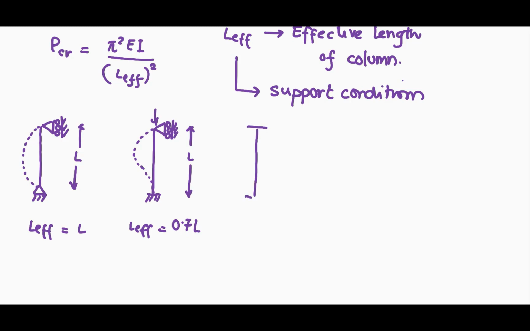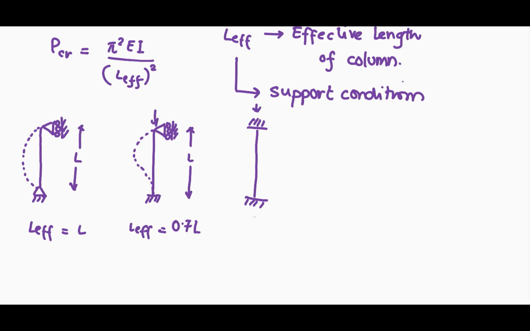Similarly, for a column which is fixed at both ends and is subjected to a compression such that the support itself moves towards each other, the buckled mode shape would look something like this, where the ends are still arrested against rotation, and in such a case L effective is essentially half of L.